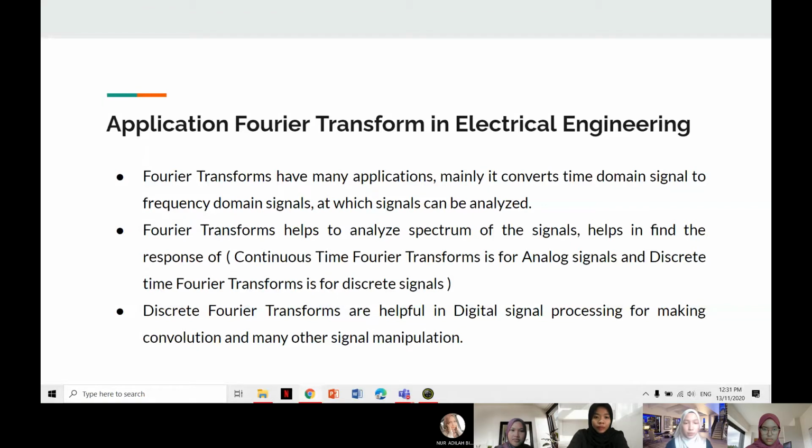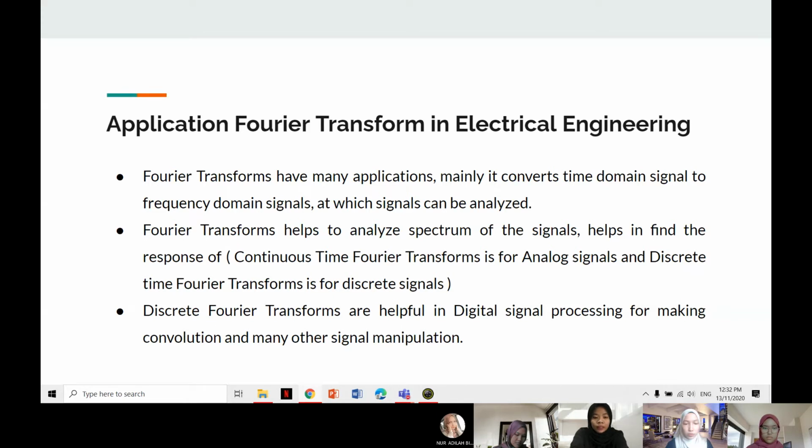Fourier transform has many applications. Mainly, it converts time domain signal to frequency domain signal, at which the signal can be analyzed. Fourier transform helps to analyze the spectrum of the signal and find the response. Continuous time Fourier transform is for analog signal and discrete time Fourier transform is for discrete signal. Discrete Fourier transform is helpful in digital signal processing for making convolution and many other signal manipulations. As a tool, this application is used in almost all fields of science and engineering.